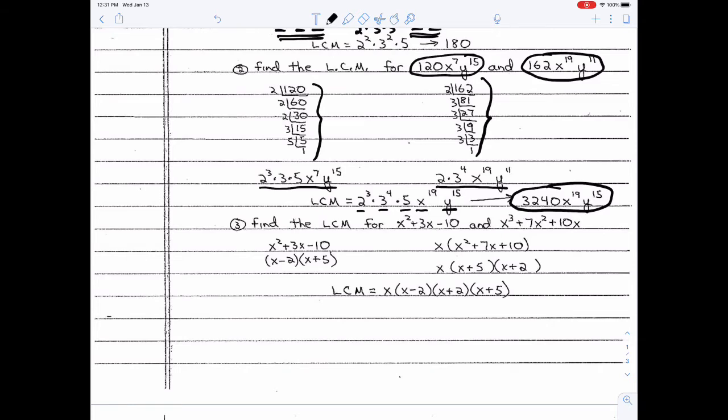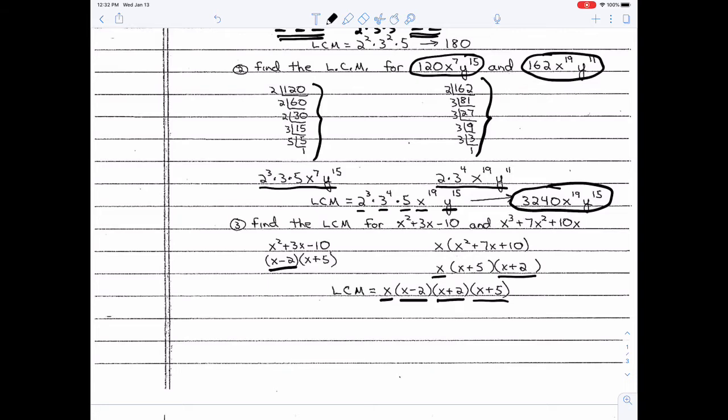So what do we have? We have an x, fine. We have an x minus 2, fine. We have an x plus 2, fine. And then an x plus 5. And what's the largest exponent for those? Well, the x is just x to the first. X minus 2 is x minus 2 to the first. X plus 2 is x plus 2 to the first. And the x plus 5 is to the first power.